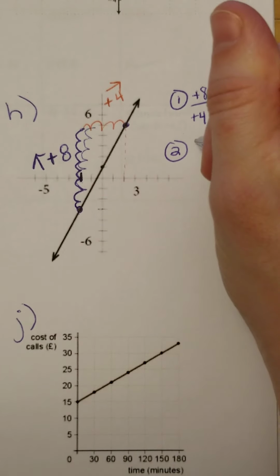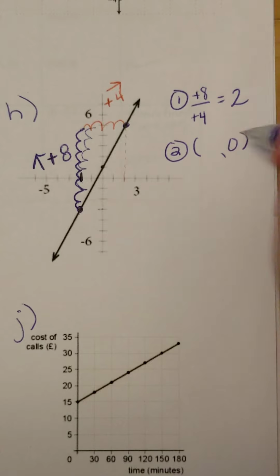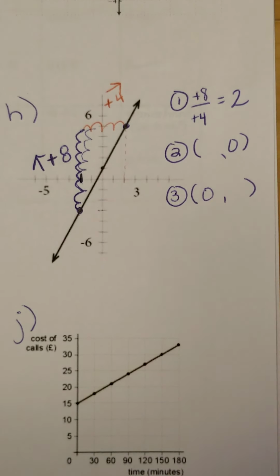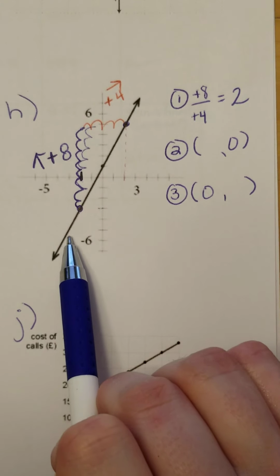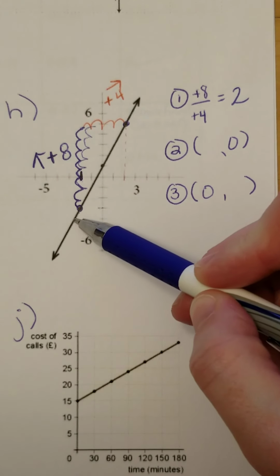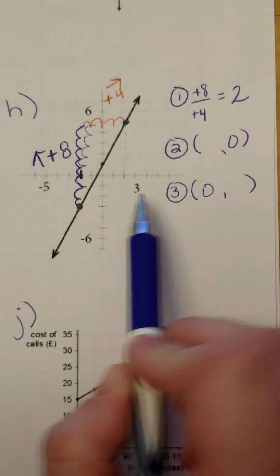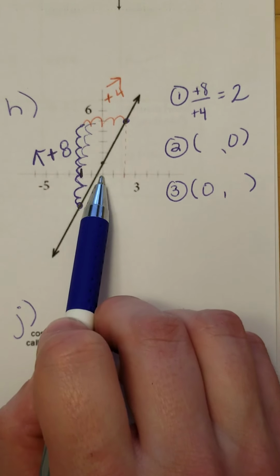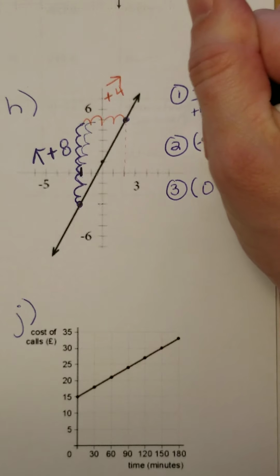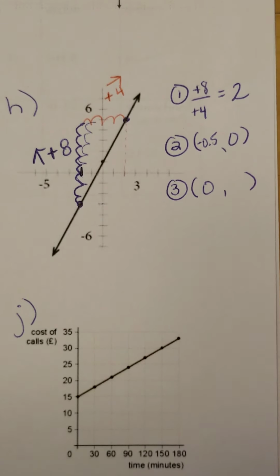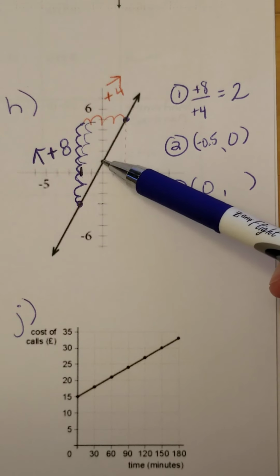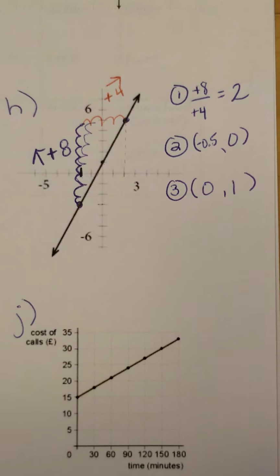Your x-intercept, so remember for your x-intercept, your y is always 0. For your y-intercept, your x is always 0. So for your x-intercept, if you see where the graph crosses the x-axis, it's right there, which looks to me about halfway between 0 and -1. So that would be -0.5. And then where it crosses your y-axis, this vertical axis, is exactly at +1.